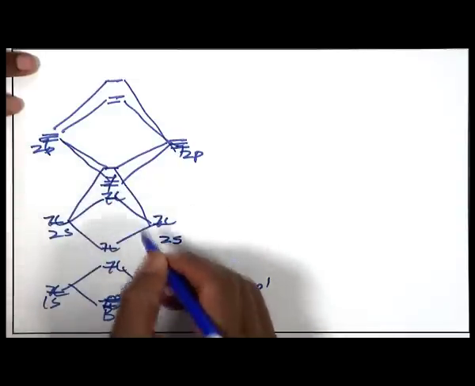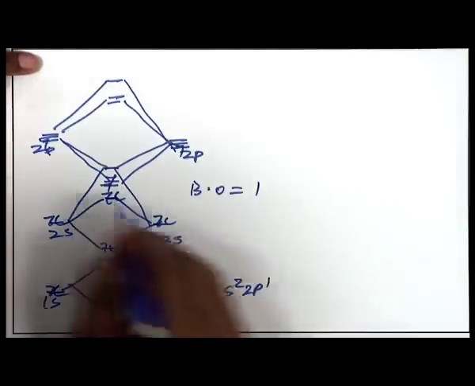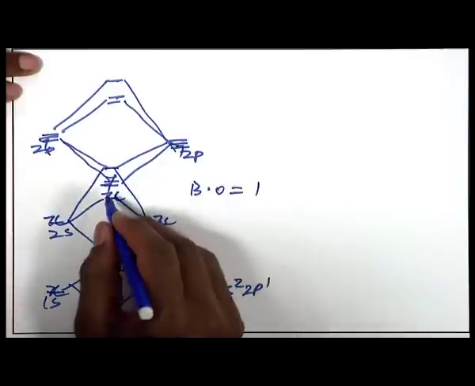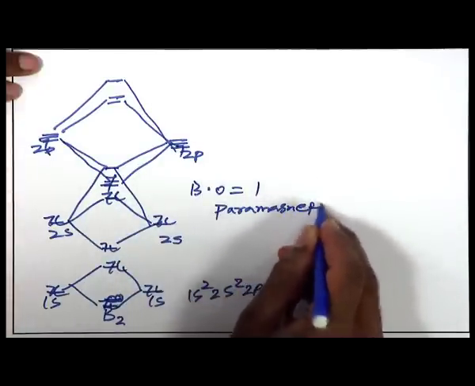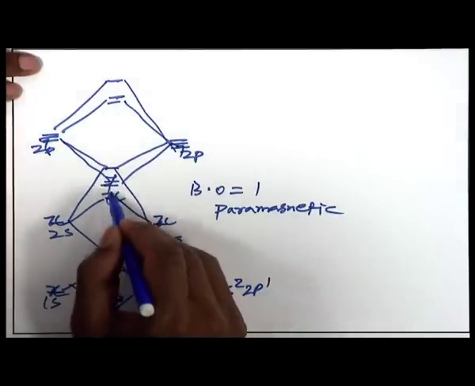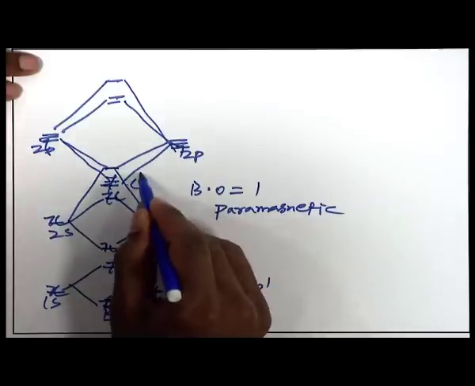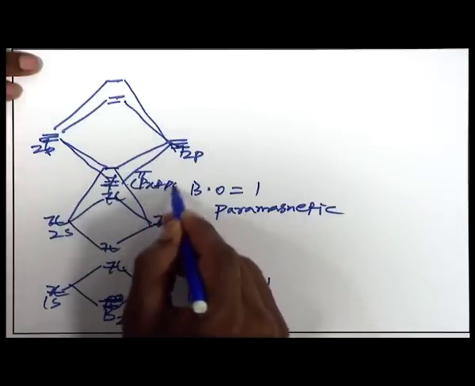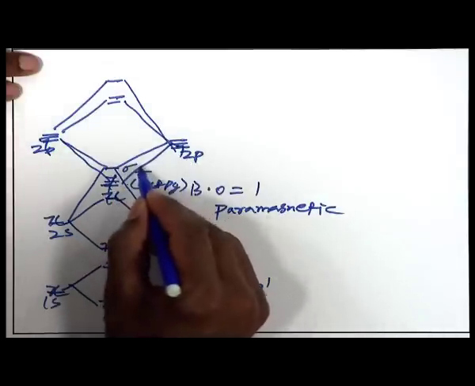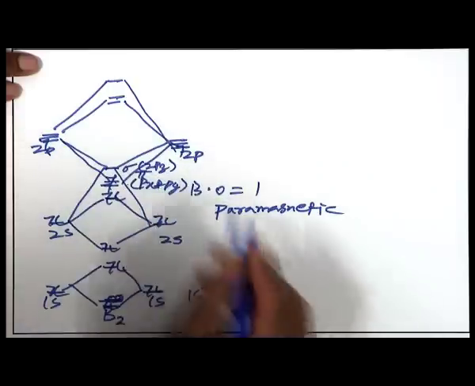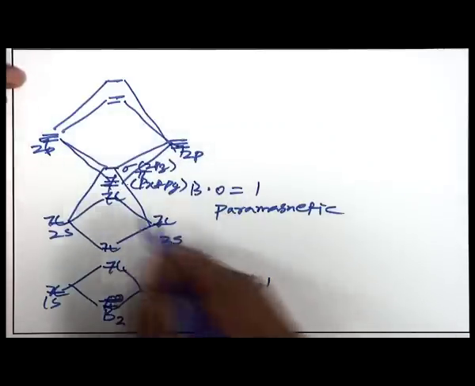Now the bond order remains the same, the bond order is 1, but the nature of the molecule is changed; now it is paramagnetic, because there are 2 unpaired electrons, one here, one here. This is a pi orbital formed by px and py orbitals, and this is a sigma orbital formed by 2p sigma, the 2pz orbital. So there are 2 electrons in these orbitals, the bond order is 1, and the molecule is paramagnetic.